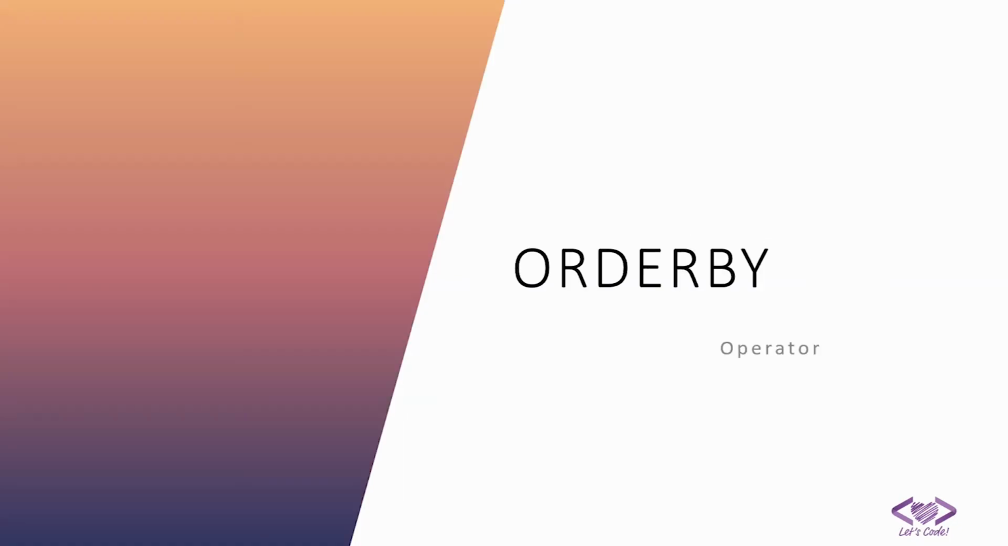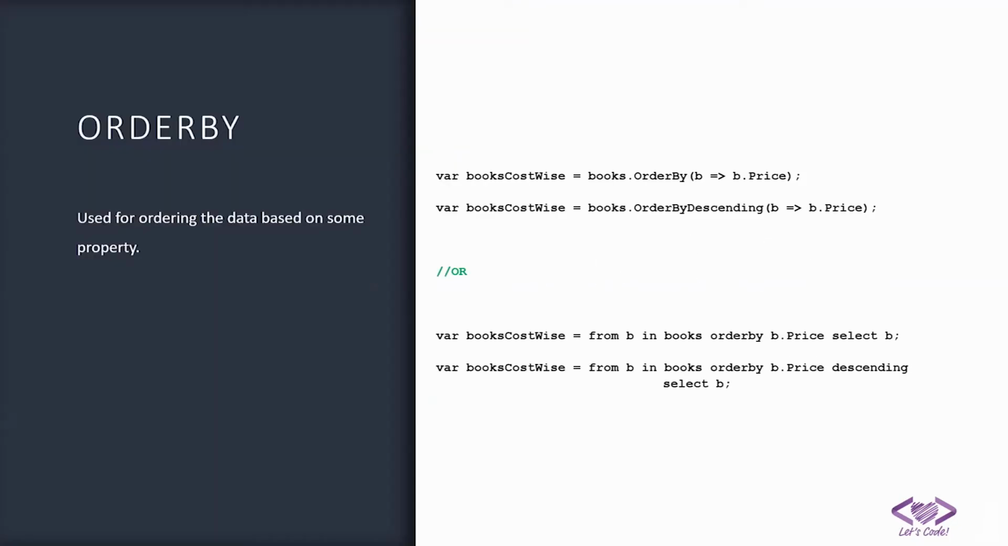So now let's see what is an order by operator. Order by operator is used for ordering the data based on some property. For example, if there is books, which is a collection of book objects, we can say dot order by, and using lambda expression we can say b, lambda operator, b dot price. So nothing but we are telling that this list should be ordered based on b dot price. The output of this will be again a new list, which will be having the book object itself, but it will be ordered based on price.